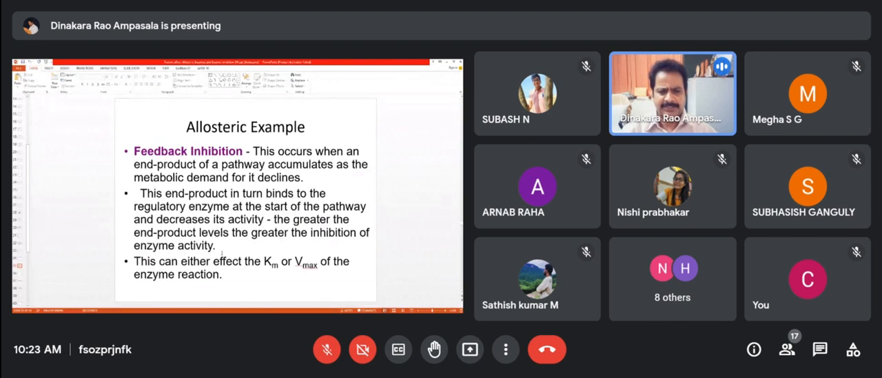Okay, feedback inhibition, as I said previously. 2,3-bisphosphoglycerate is an example. There is the enzyme bisphosphoglycerate mutase, which converts the substrate into 2,3-bisphosphoglycerate. This enzyme will get inhibited by 2,3-bisphosphoglycerate if there is more of it inside the cell. So there is no need to synthesize more, since there is more substrate or product there. This kind of inhibition we call feedback inhibition.